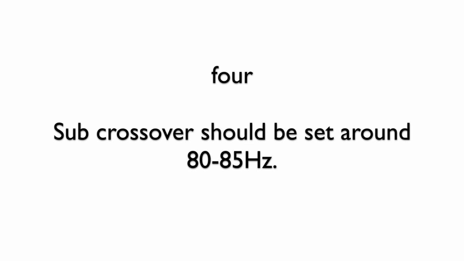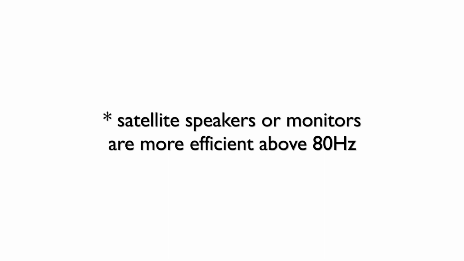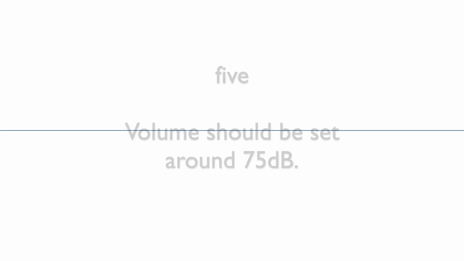Number four is, the crossover on the sub should be set at about 80 or 85 hertz. That's important because it allows your satellite speakers to work where they're most efficient. And then lastly, when you're doing your setup, most people like to monitor or mix at a reasonable level, around 75 dB. So make sure that you're using that as your volume.